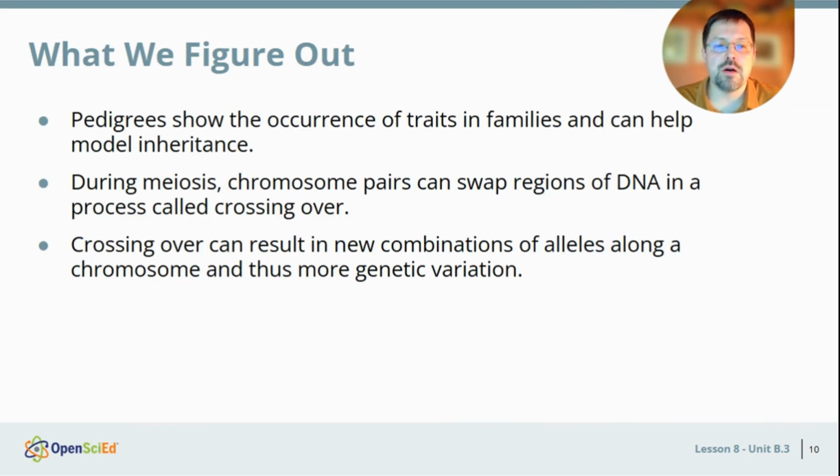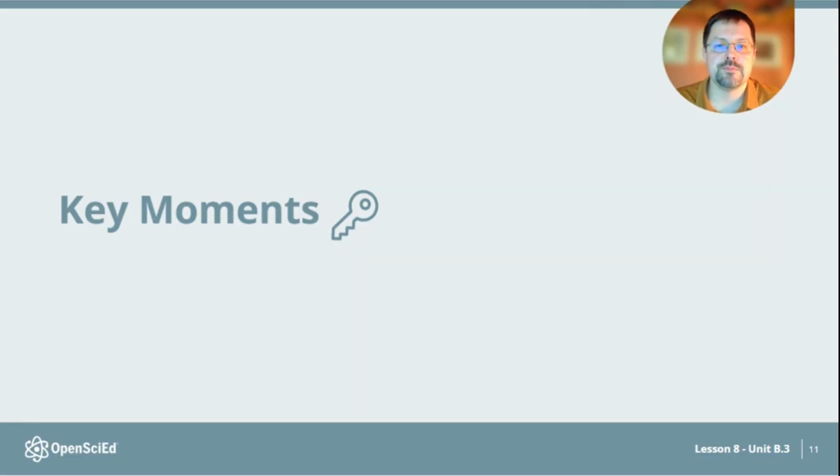So in all, we figure out that pedigrees show the occurrence of traits in families and can help model inheritance, that during meiosis, chromosomes can swap regions of DNA in a process called crossing over. And this phenomenon allows for new allele combinations to form, increasing overall genetic diversity. And we'll think about this in the context of cancer risk.